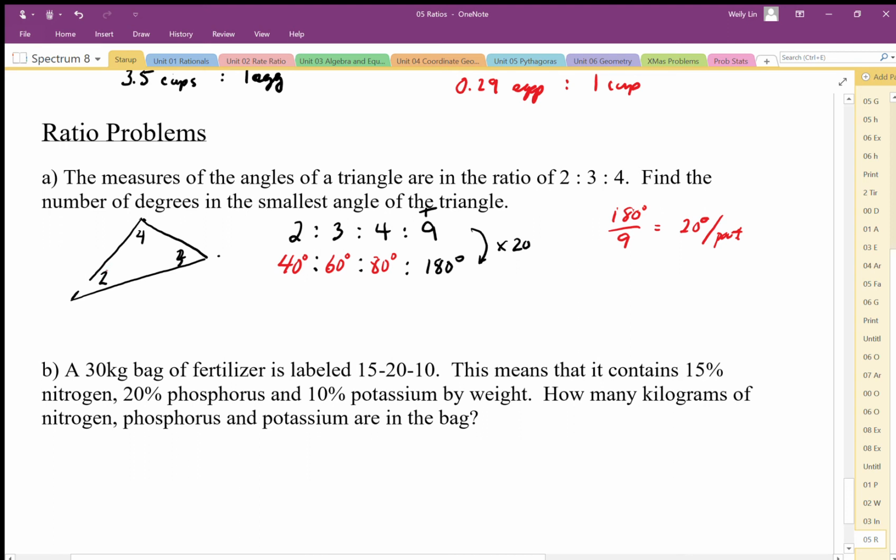So there it is. This is going to be 40, 60, and 80 degrees. So that total part was implied. Sometimes you have to read through the problem, and we can imply some parts of that ratio.